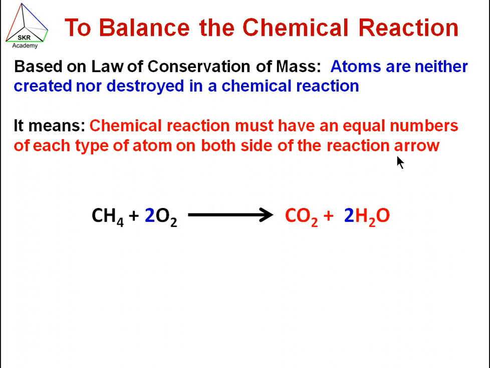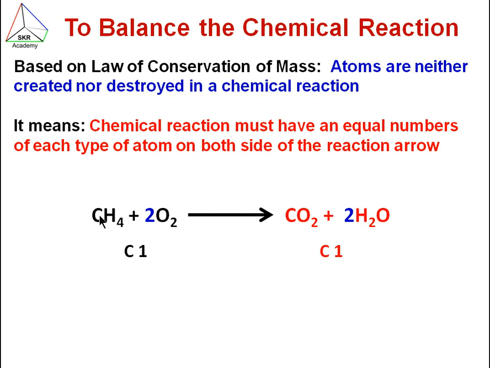of the reaction arrow. So for example, if we take this reaction, in which methane is reacting with oxygen and producing carbon dioxide and water molecules, the total number of atoms of each type on the left hand side and right hand side should be equal. That says the reaction is balanced. So let's see if this reaction is balanced or not.